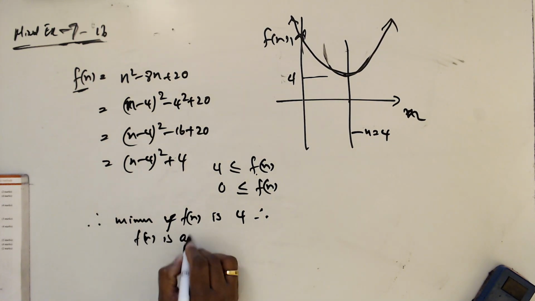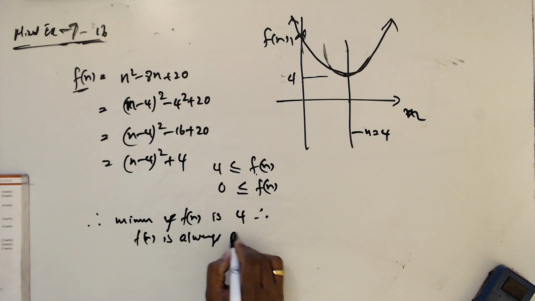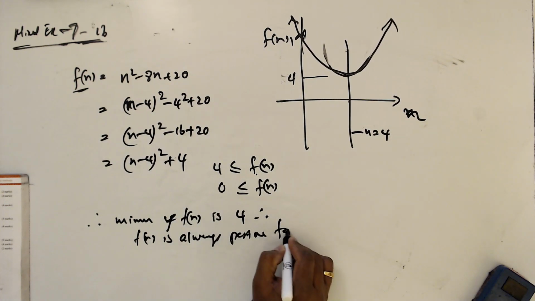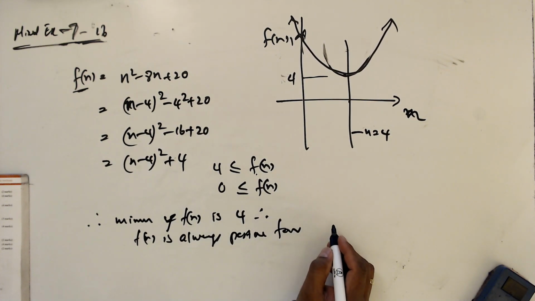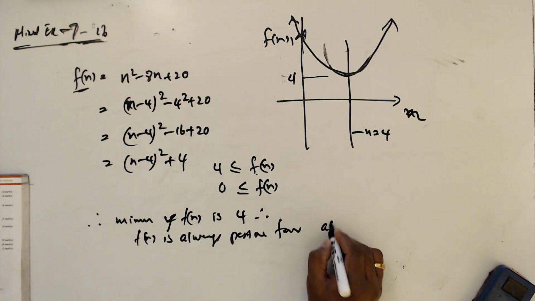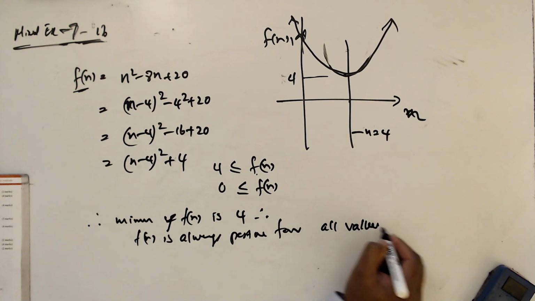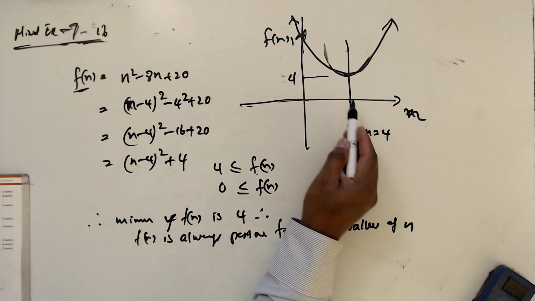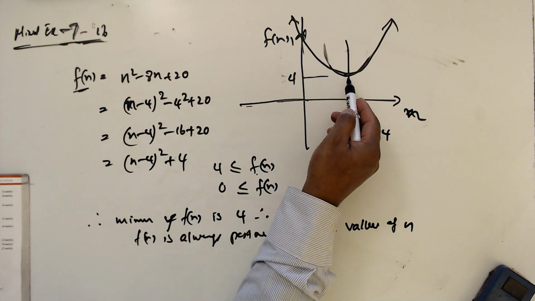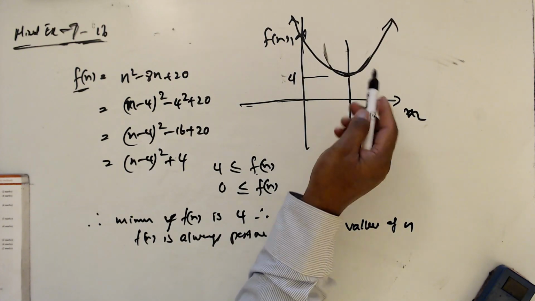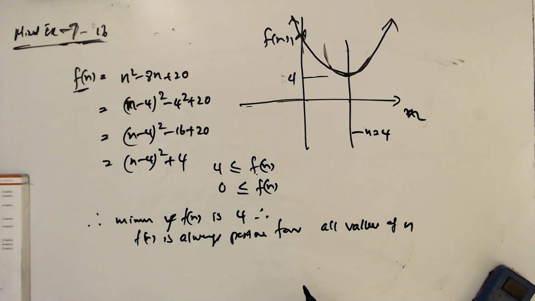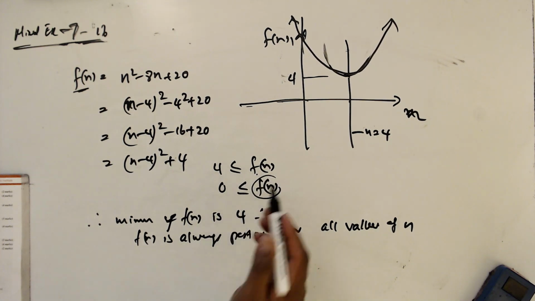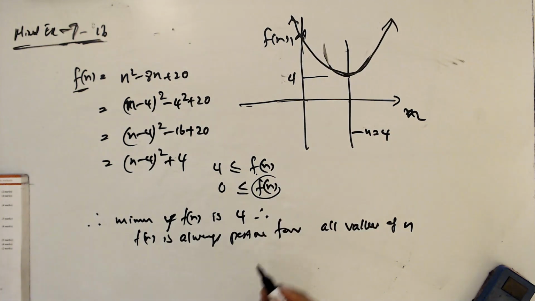Hence Fn is always positive for any value of n, for all values of n. See, when you put n negative or positive, still you get the minimum y value is 4. Others are more than that.